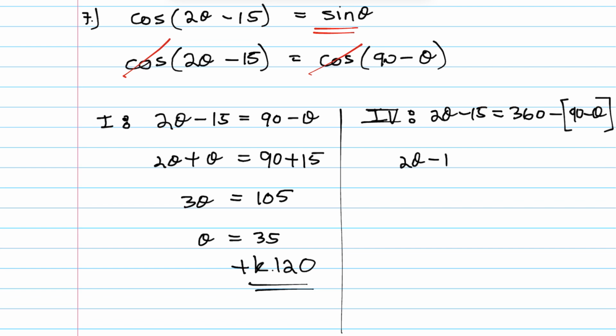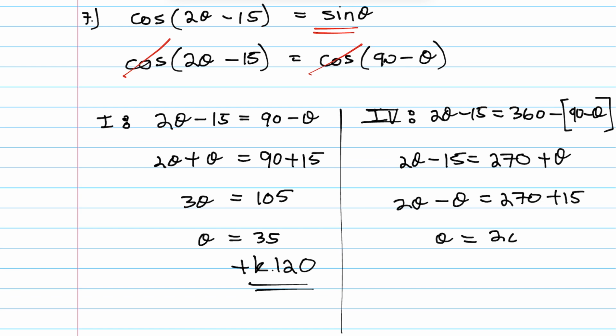Let's do the same thing here. I'm going to simplify by subtracting 90 from 360. That becomes plus theta. When you take it over, 2 theta minus theta, and then 270 plus 15 degrees. Therefore theta is equal to 285 degrees. This time we didn't divide by anything, so your final answer is actually just plus k 360.